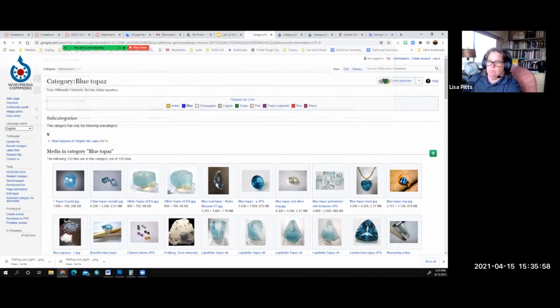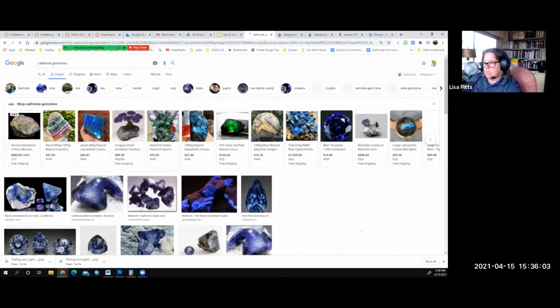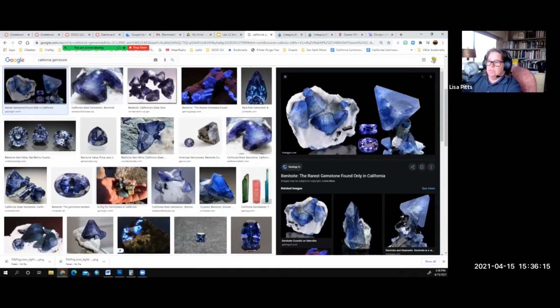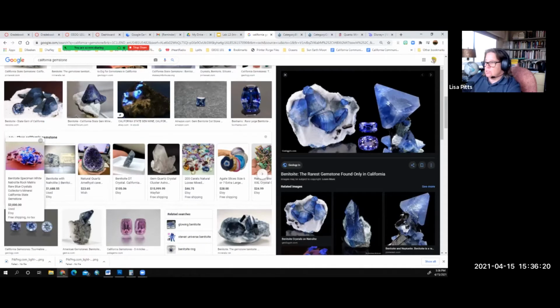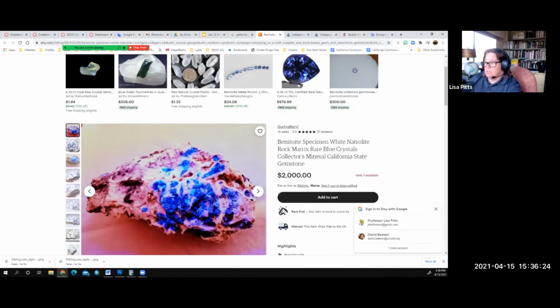I can never spell it. So you can see, this is the mineral part, but a lot of times it's embedded in other minerals. There's bentonite in this specimen, but here's a nice one. It's in white Natrolite rock matrix.